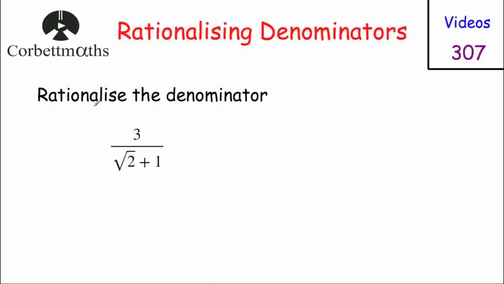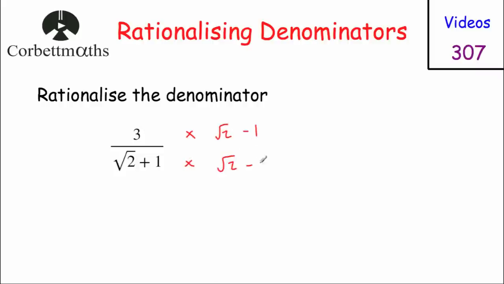So if, for instance, you were given a question such as this, rationalize the denominator of 3 over root 2 plus 1. Now, if you're given something like this, and you want to rationalize the denominator, what we've got to do is multiply both the top and the bottom by what we call the conjugate of the denominator. And what that means is, because we've got root 2 plus 1, we need to multiply both the numerator and the denominator by root 2 minus 1.